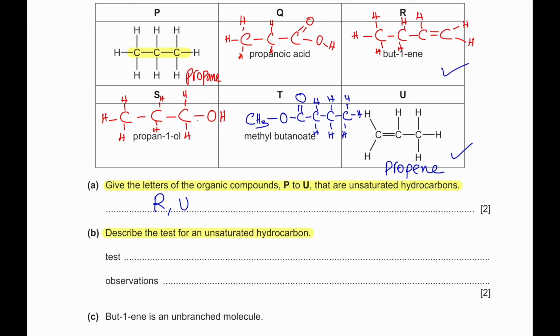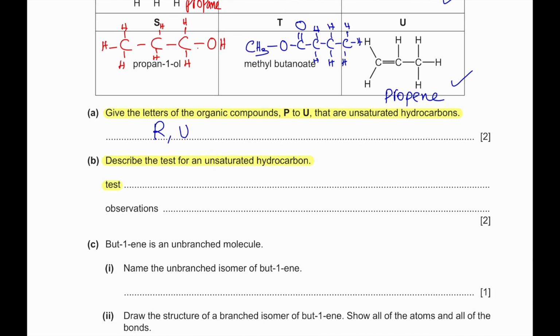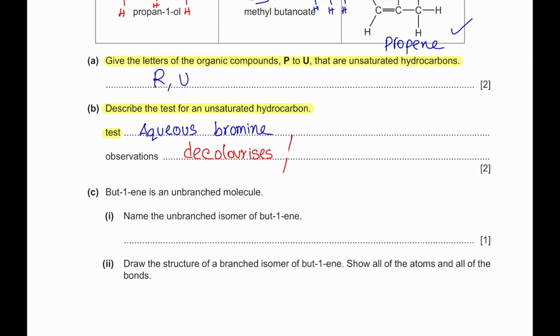Describe the test for an unsaturated hydrocarbon. To test for an unsaturated hydrocarbon, we can use bromine water, so aqueous bromine. And the observation will be that it decolorizes. So aqueous bromine has an orange color, which will turn colorless. Or we can say it turns colorless. Same thing.